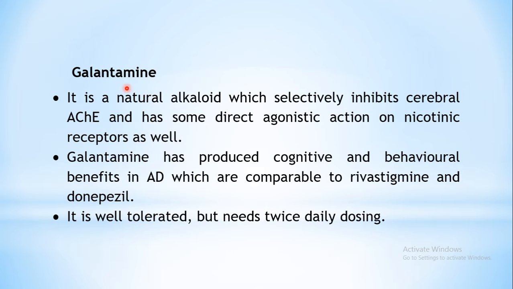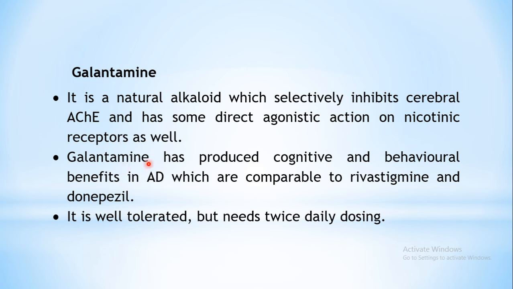Coming to the next drug, that is galantamine. This is a natural alkaloid which selectively inhibits the cerebral acetylcholinesterase. So selectively brain acetylcholinesterase is inhibited. Apart from this, an additional mechanism is that it can also have some direct agonistic action on the nicotinic cholinergic receptor. So galantamine, no doubt, will inhibit the metabolism of ACh, plus it will also have agonistic action on the nicotinic receptor. It can itself stimulate the nicotinic receptor.